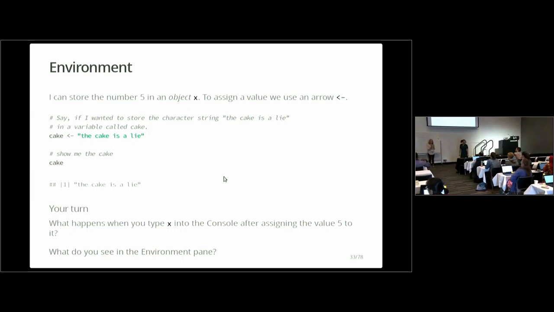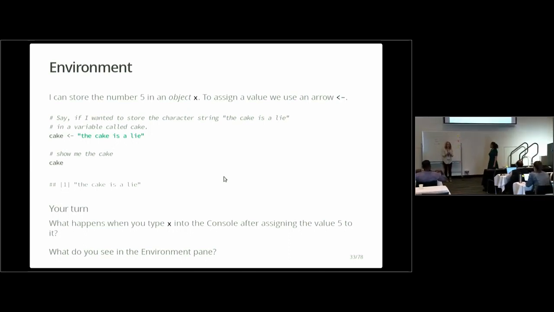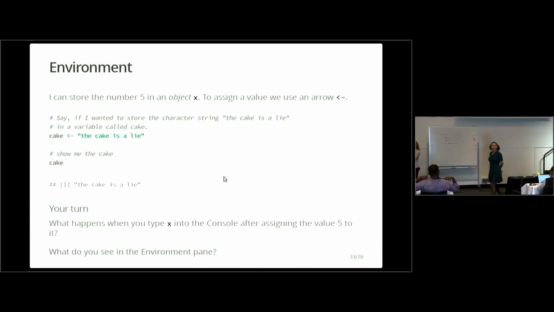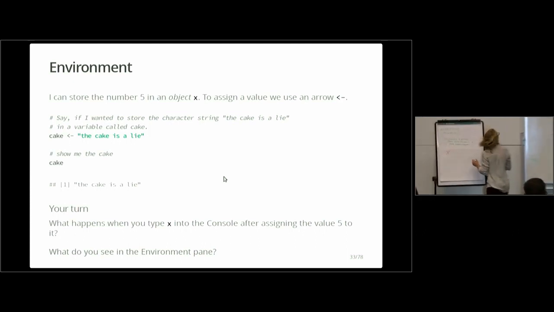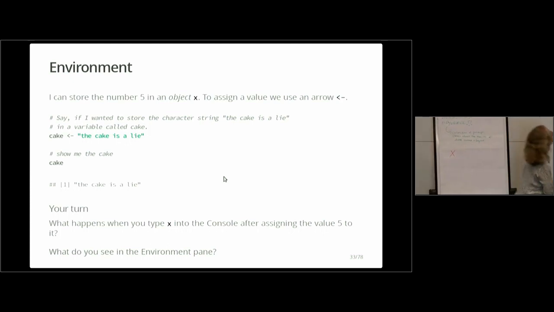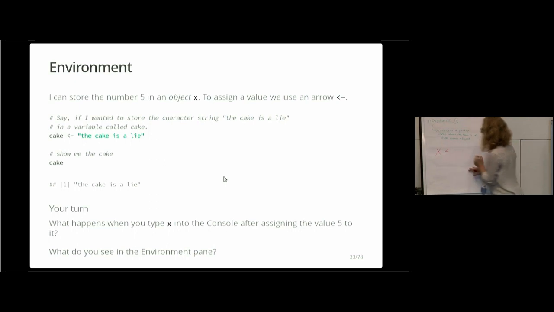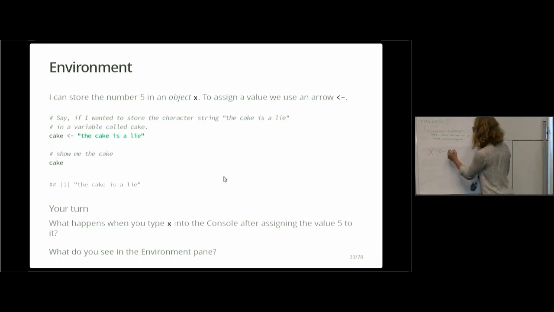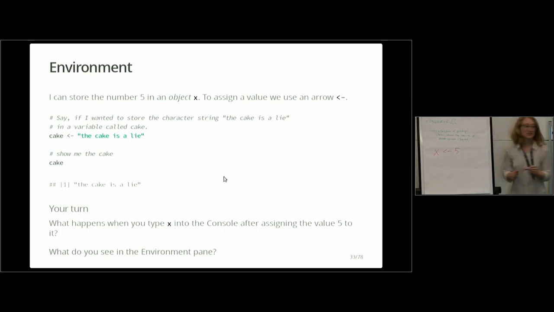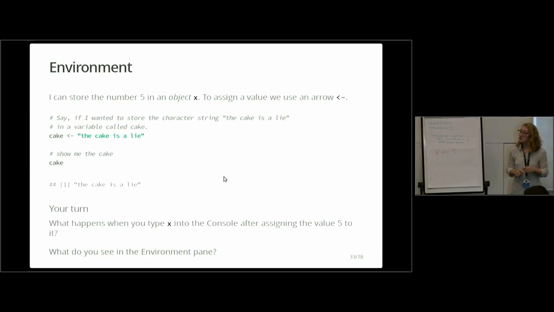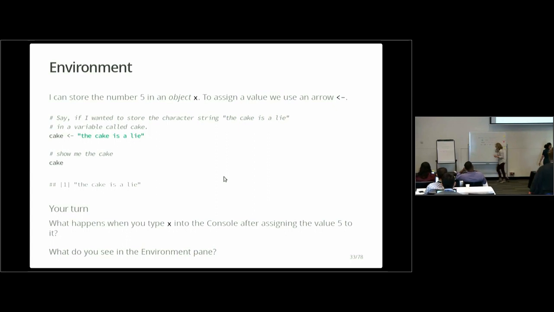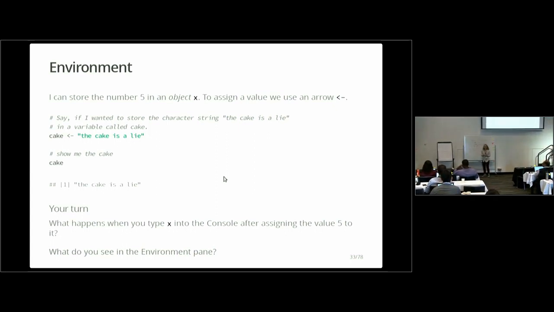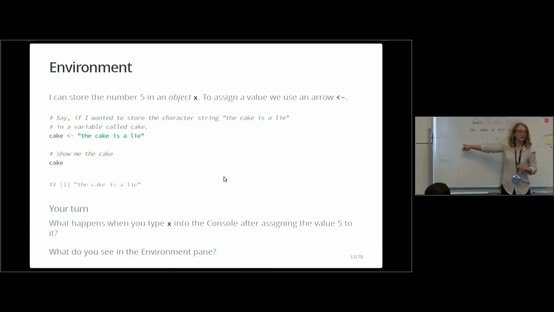Who can tell me how to store an object called X that contains the number 5? What do I write? Okay, and then arrow. Okay, and so does everyone see something appear in the environment? It does work. I'd say most people do use it. So you should then have an X object appear in your environment.